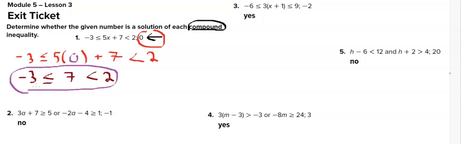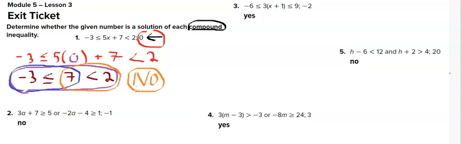Can you tell me what you just read? Is there something wrong there or no? What's wrong with this statement? The statement is only true at the first part. This part is true: -3 is less than or equal to 7. But here's the problem. The second part of this inequality is not true. So the answer is what? No. There you go. Thumbs up, thumbs down. Good.